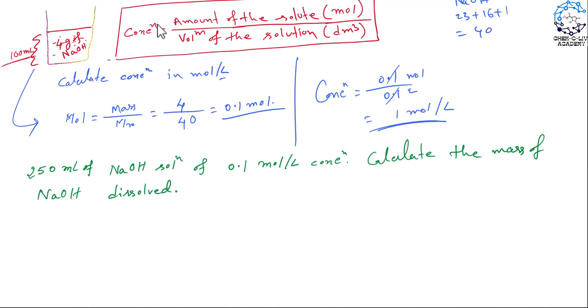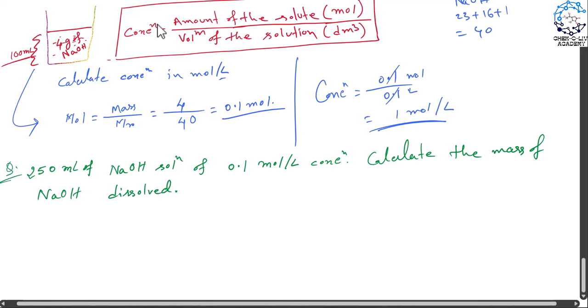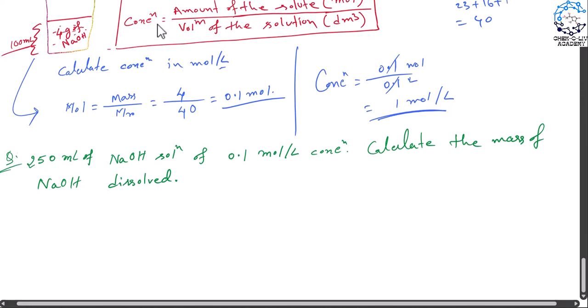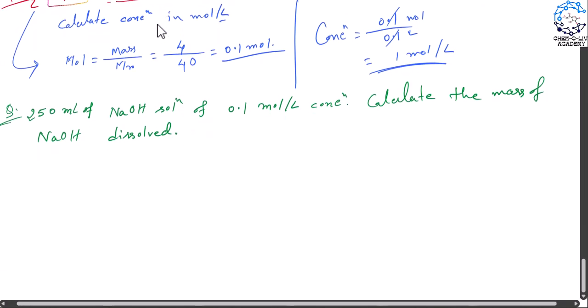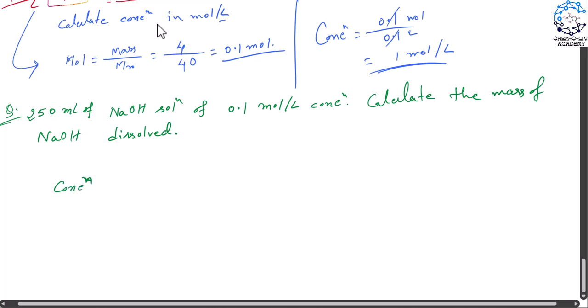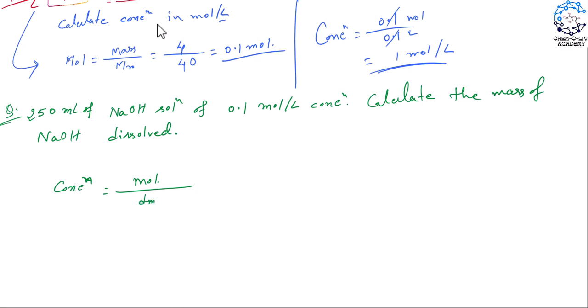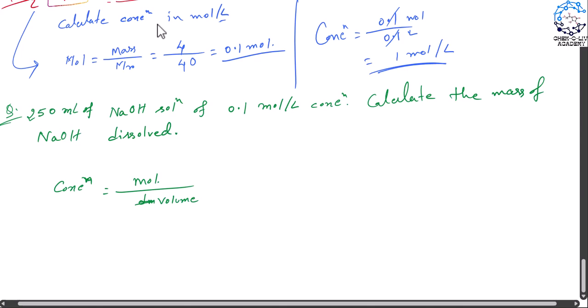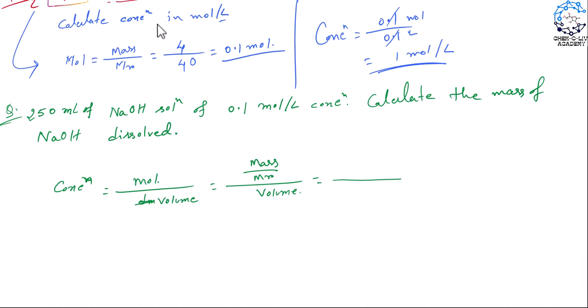Okay, so now look at here. In this question, it is not asking to calculate the concentration. It is asking how you'll reach to the mole, reach to mass. So let's write the formula. Concentration equals the amount of the solute, so mole per, I'm writing decimeter cube, mole per volume. Now mole will be equal to mass divided by molar mass per volume. Now mass I don't know, let's take it X. Molar mass of sodium hydroxide is 40.